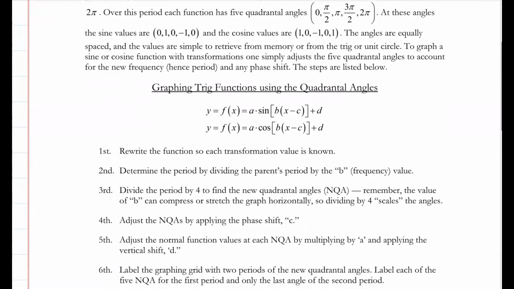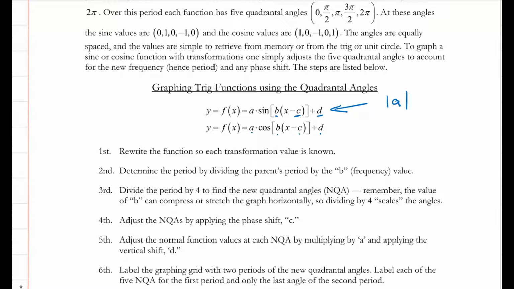So the classic sine or cosine function with transformations is represented here. In this sine function, we see that there is an amplitude A. Well, it could have a negative in front of it too. Remember, the amplitude is the absolute value of that number. And the B value is the frequency, the C value is the phase shift, the D value is the vertical shift. The same holds for the cosine function here.